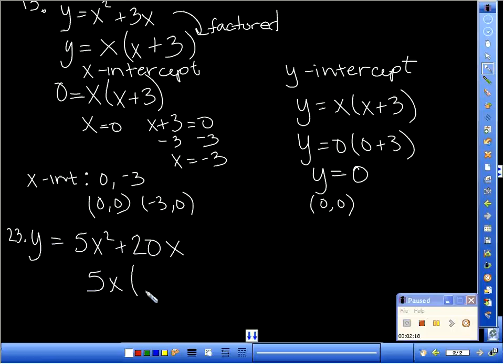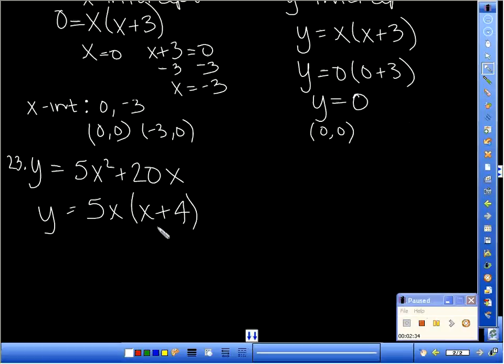So it's 5x times, what's left if I take a 5 and an x out? X plus, what's left there? 4. 5 times 4 gives you 20. With the x outside, there we go. So we have y equals 5x times x plus 4. There's our factored form. Now how do I find my x-intercepts?